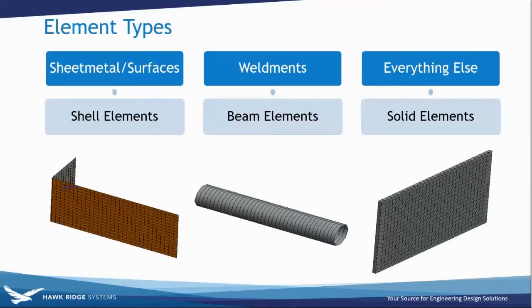So shell elements are ideal for thin planar geometry with a uniform thickness like your sheet metal or surfaces. Beam elements are great for structural systems like those created by weldments features, as they greatly reduce the complexity of the problem and have some unique pre and post processing options. So due to time constraints, these element types will not be covered in this presentation, but if you're interested in learning more about them, I highly recommend the simulation training class offered by Hawkridge Systems.